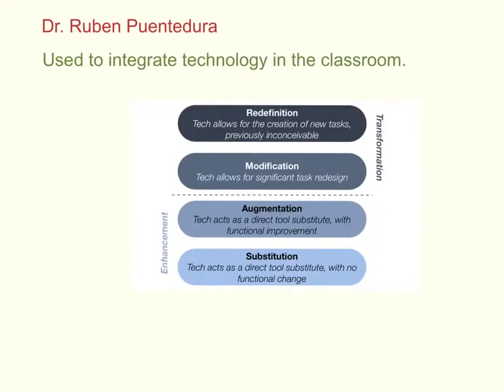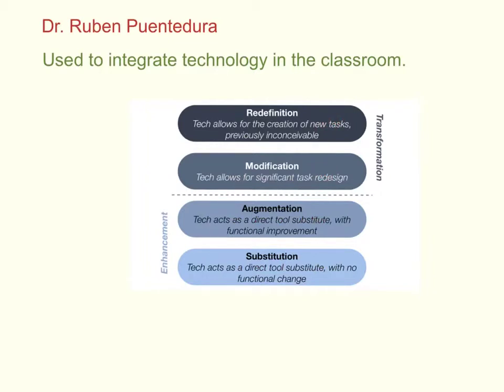The SAMR model was invented by Dr. Ruben Puentedura. The purpose of the model was to integrate technology into the classroom. This model takes a classroom that uses no technology and converts it into a classroom that transforms learning through technology. SAMR stands for substitution, augmentation, modification, and redefinition.